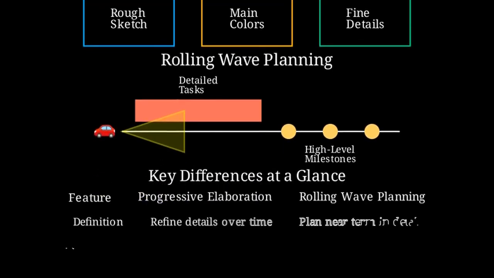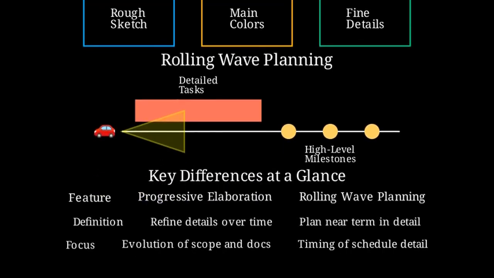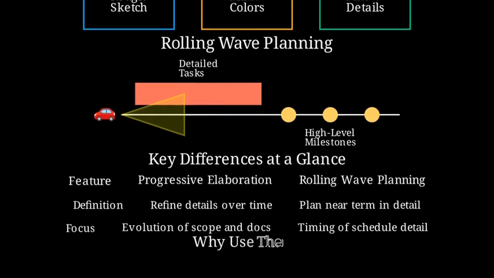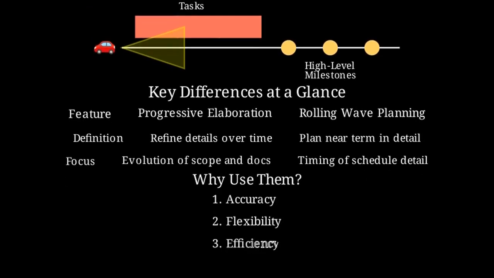Progressive elaboration is the big idea of refining project information. Rolling wave planning is the scheduling technique that decides when details are added. Why do we use these techniques? They improve accuracy, increase flexibility, and save planning effort. You avoid guessing far in advance and keep the plan realistic as the project evolves.